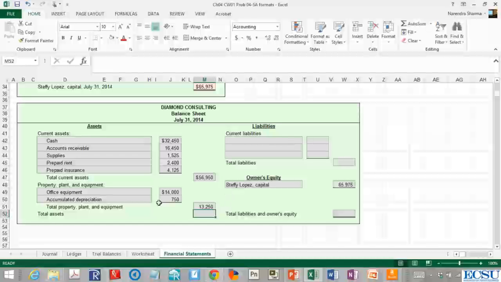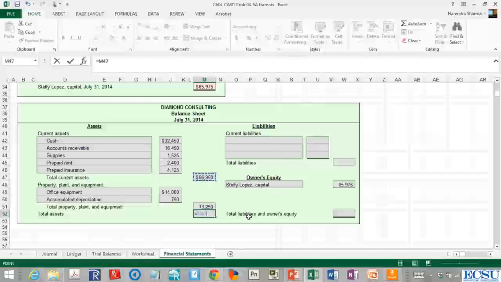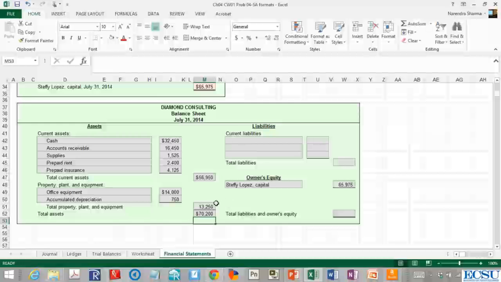Now if there were others, we would be adding them internally and writing the total here, but there was only one property, plant, and equipment, so that's why we are just straight away writing a total of the assets. The two assets, total current assets, we had calculated 56,950, and property, plant, and equipment to be 13,250. So that will give you 70,200.